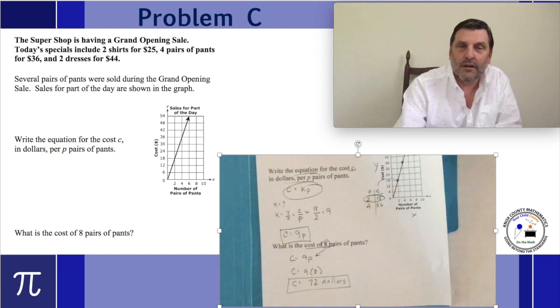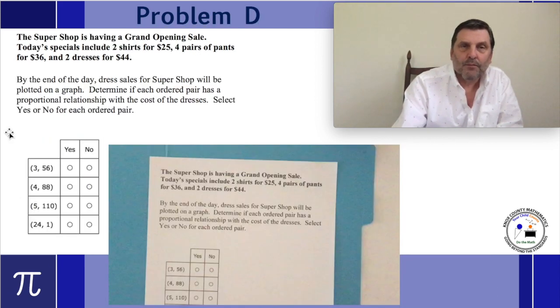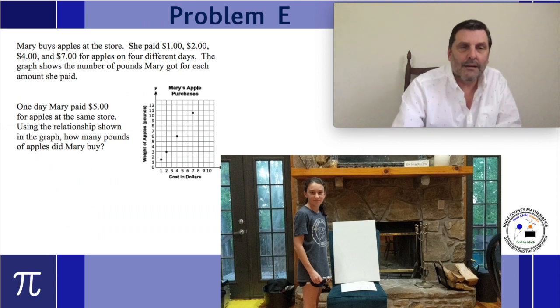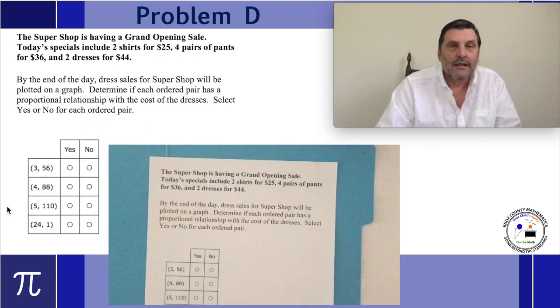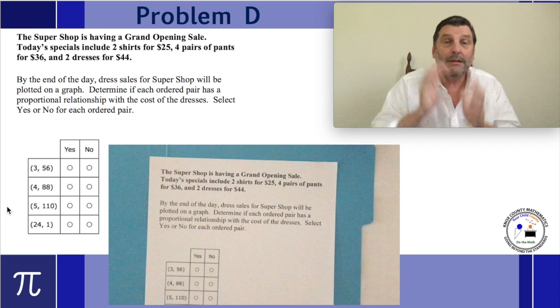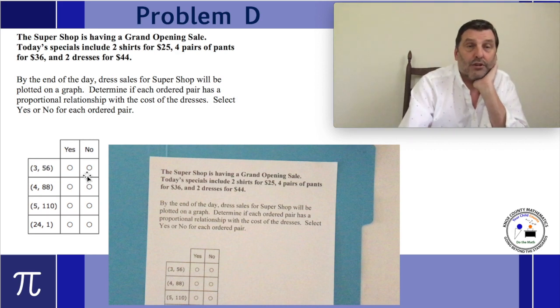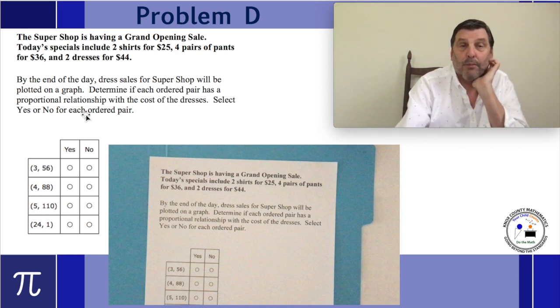Okay, let's move right along. Problem D. The super shop. Let's go back to problem D. By the end of the day, dress sales, now we're talking about dresses, will be plotted on a graph. Determine if each ordered pair has a proportional relationship.